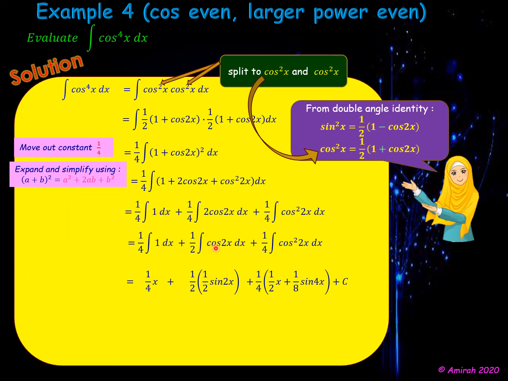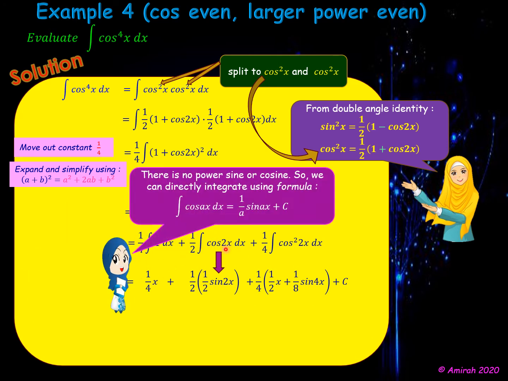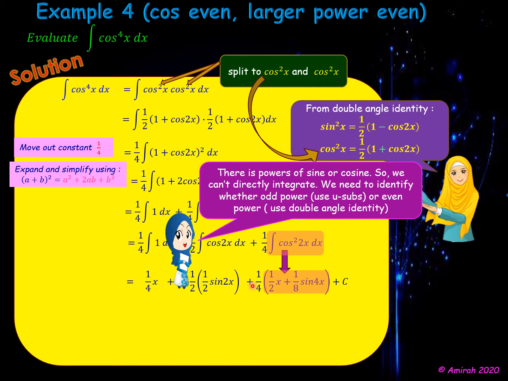Okay. And then we integrate cos 2x, which equals half times sine 2x, because there are no powers of sine or cosine, so we can directly integrate using the formula integration of cos ax dx equals 1 over a sine ax plus c. Now we have our a equals 2, so we can write 1 over 2 sine ax, which means sine 2x. Okay.